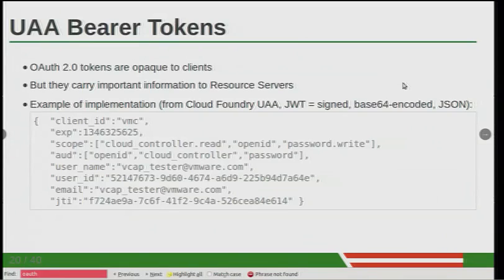Okay, so bearer tokens. We've talked about all these points now. They're opaque to clients. They can carry very important information to resource servers. And here's an example of a UAA token, which has these audience fields that tell the resource server who it should be. It has information about the user, a name and a user ID. It also has the email, because that's traditionally what user identifiers are in Cloud Foundry, but it's duplicate information.